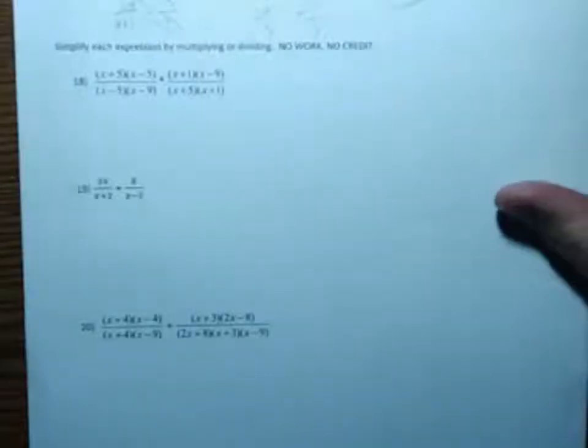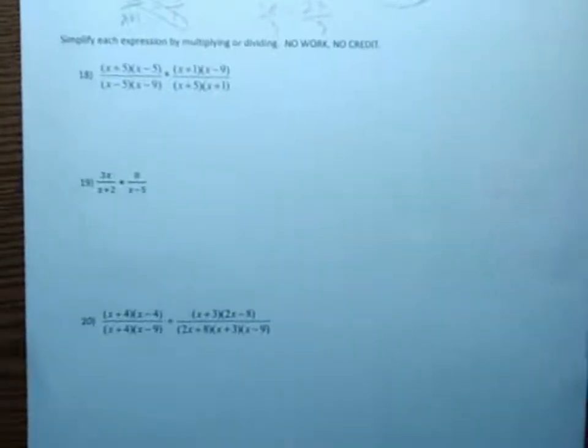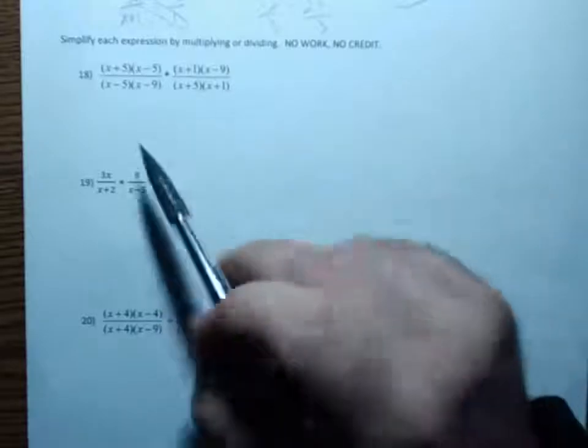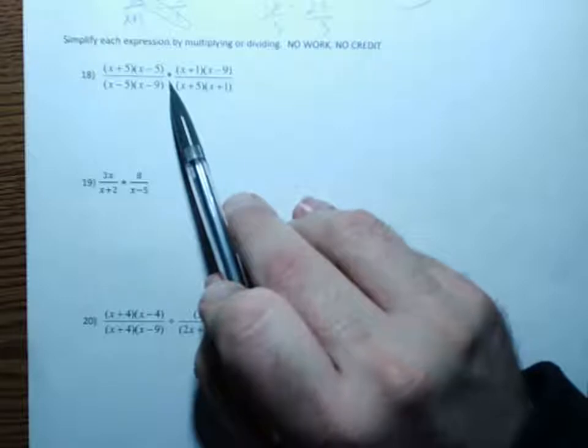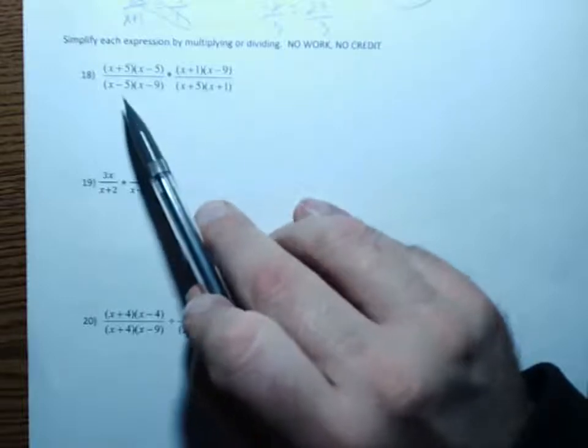So here are questions 18 through 20 on the Unit 7 example question set. Our instructions are to simplify by either multiplying or dividing. Looking at 18 here, and it is multiplication. That's beautiful. First thing I do with multiplication is factor.